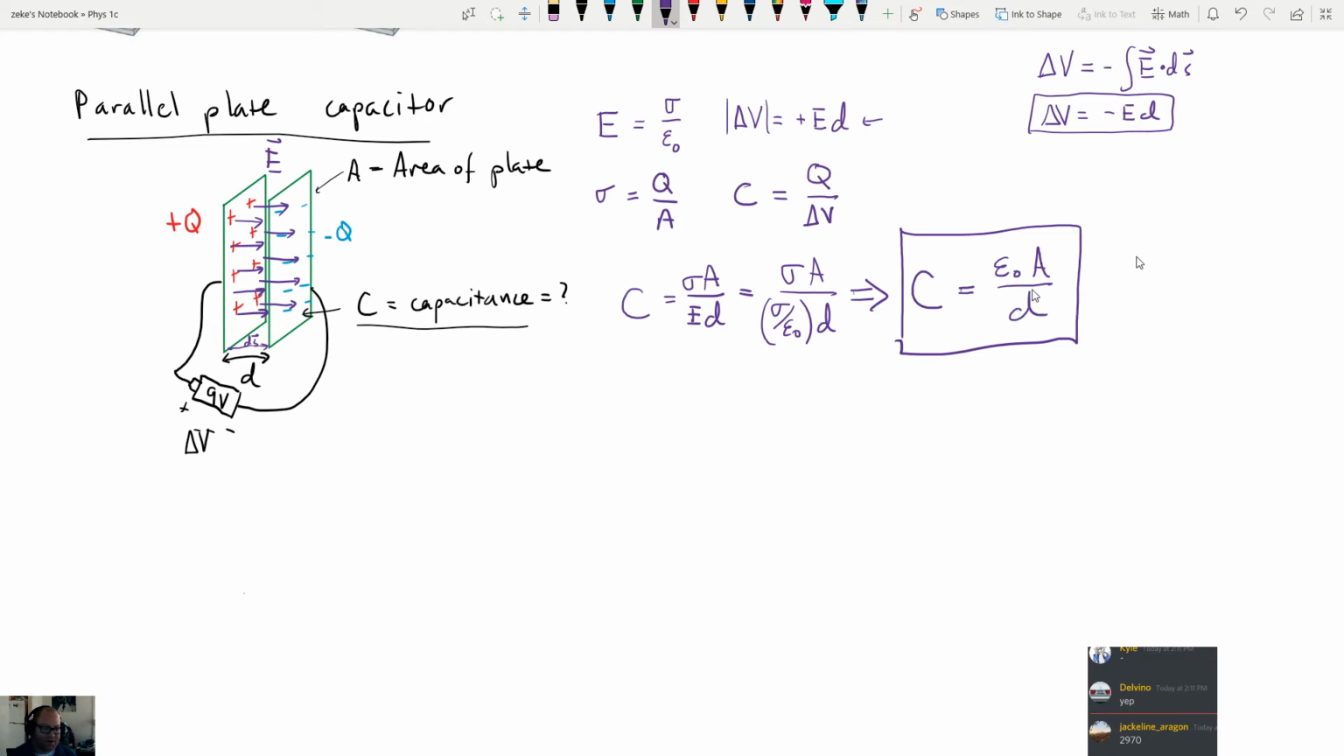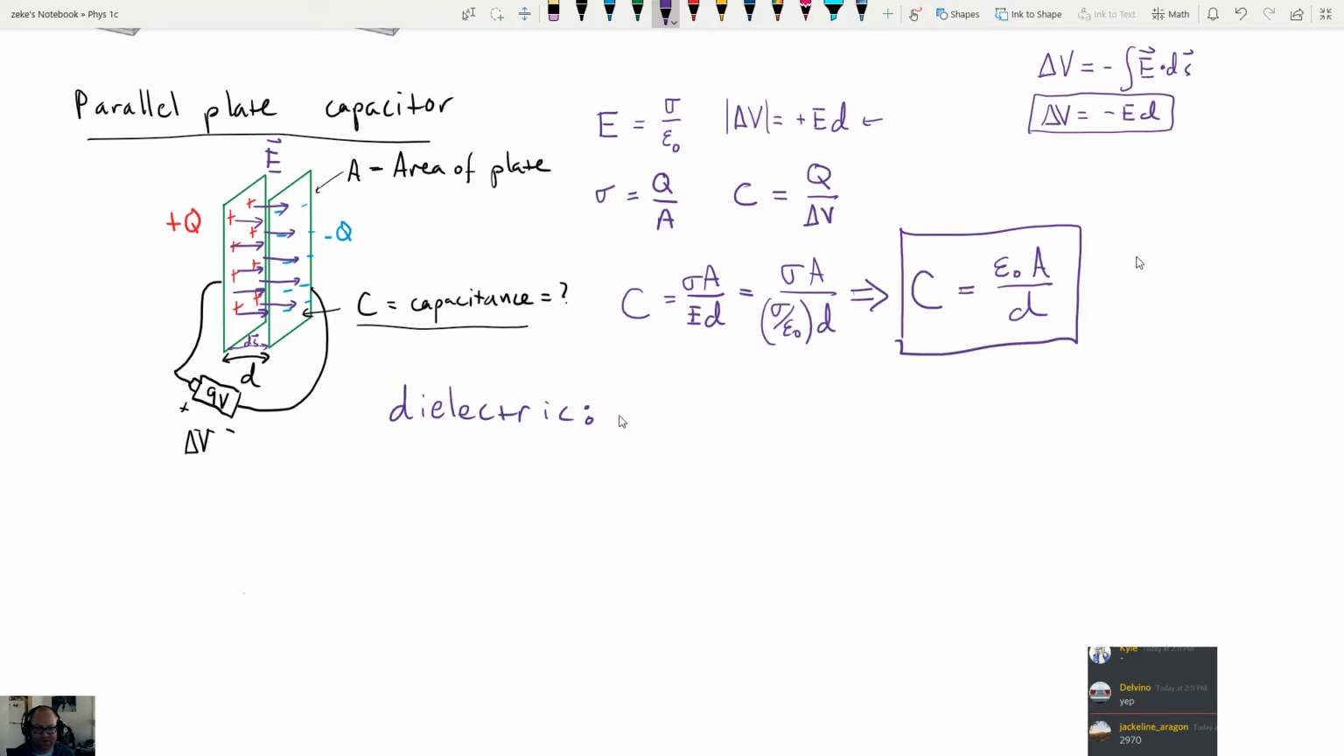So yeah, bigger area, smaller distance. If you want to make a really big capacitor, you'd want a huge amount of area, as big as you can possibly get, and you want to put the plates as close as you possibly can. Now, it turns out that you don't just have to have air between these plates. You can also put something called a dielectric in between them.